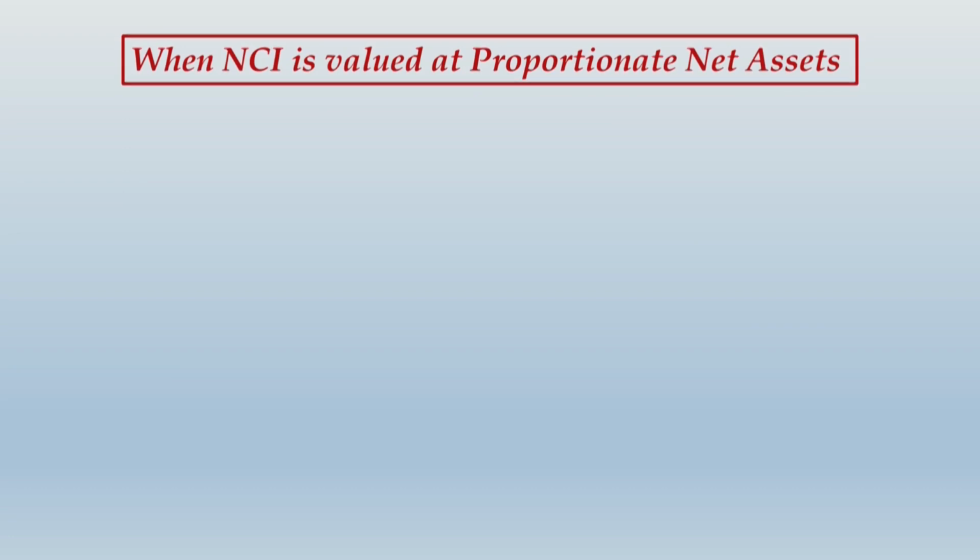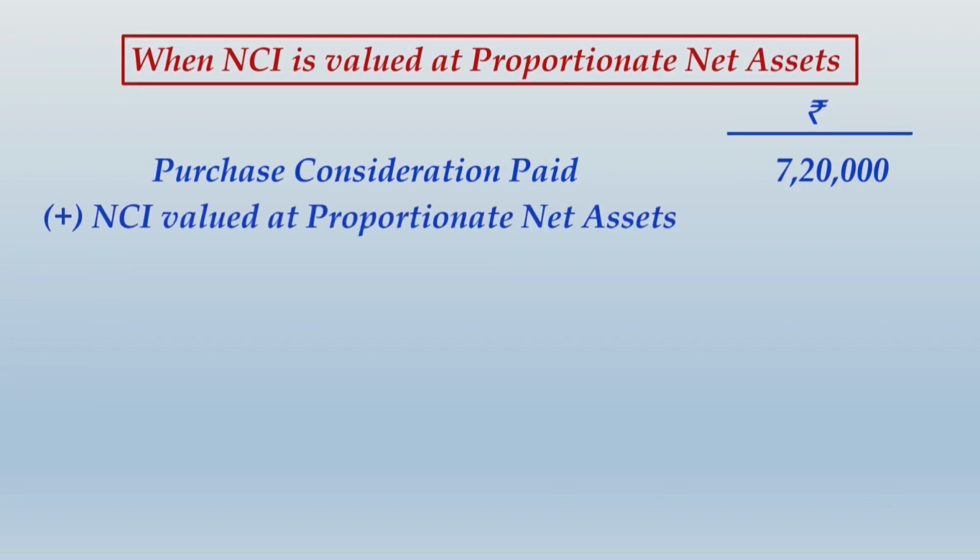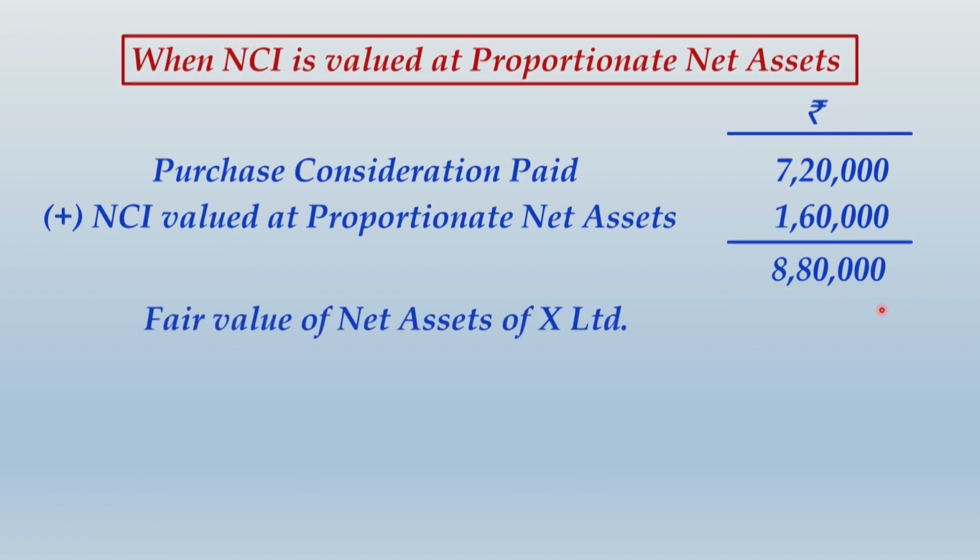So first heading will be when NCI is valued at proportionate net assets. So what you will do is, purchase consideration that you have paid 7,20,000, you will start with this. To this you will add NCI, which is valued at proportionate net assets, that is 1,60,000. The aggregate of these two components, that is 7,20,000 plus 1,60,000, comes to 8,80,000. This will be compared with the fair value of net assets of the acquiree. Fair value of the net assets of acquiree, that is net assets of X Limited, is 8 lakhs.